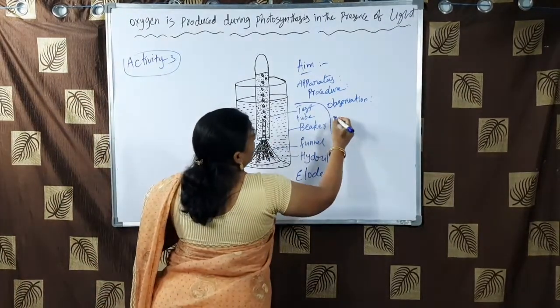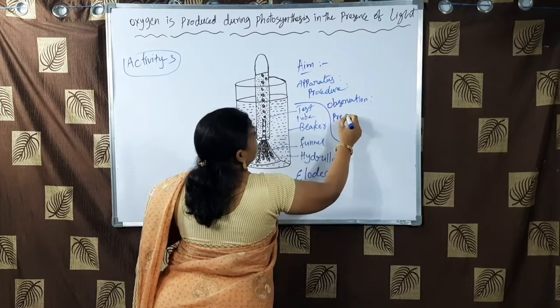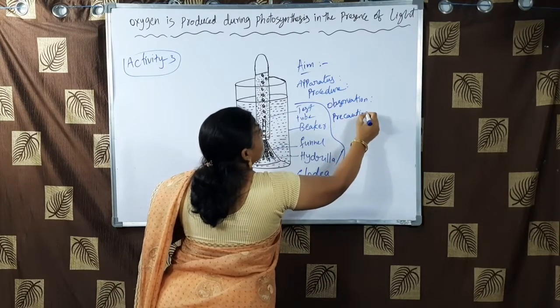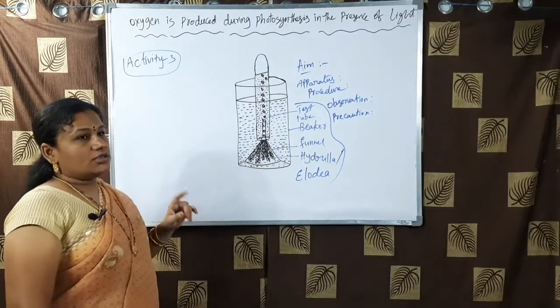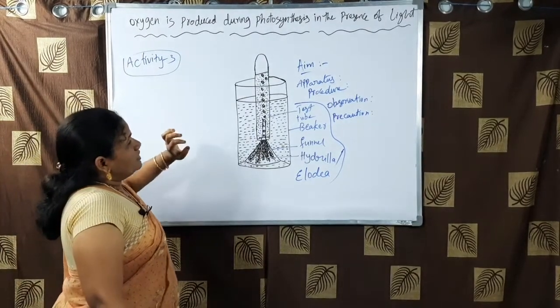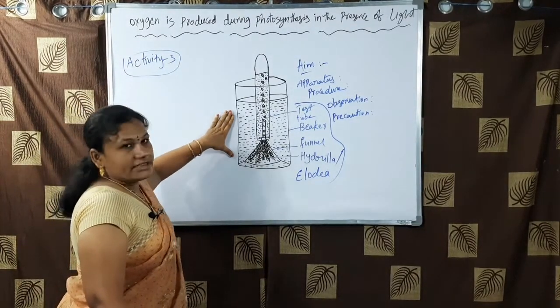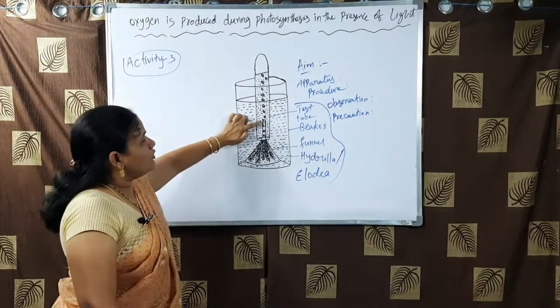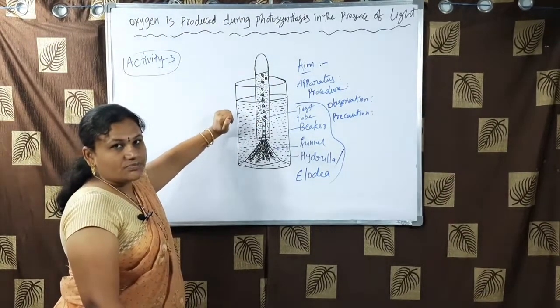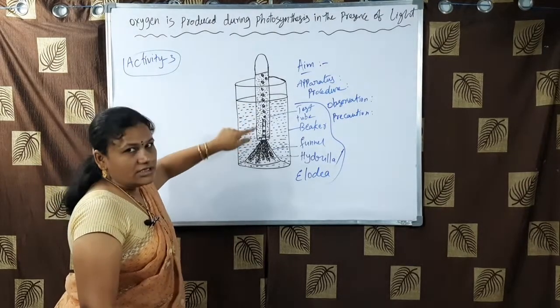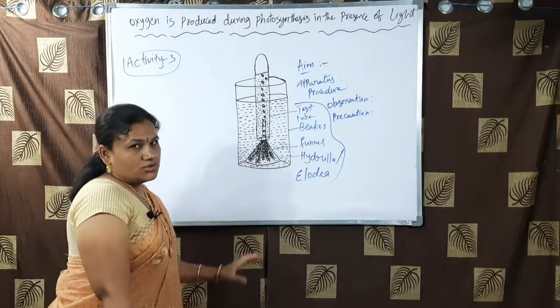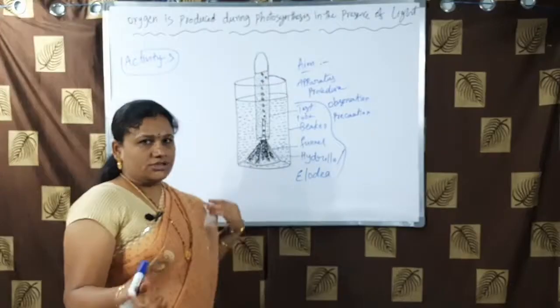Next one, precautions. While conducting this experiment, what kind of precautions should we follow? The precaution is that the water level in the beaker should be above the stem of the funnel. That precaution we should follow.